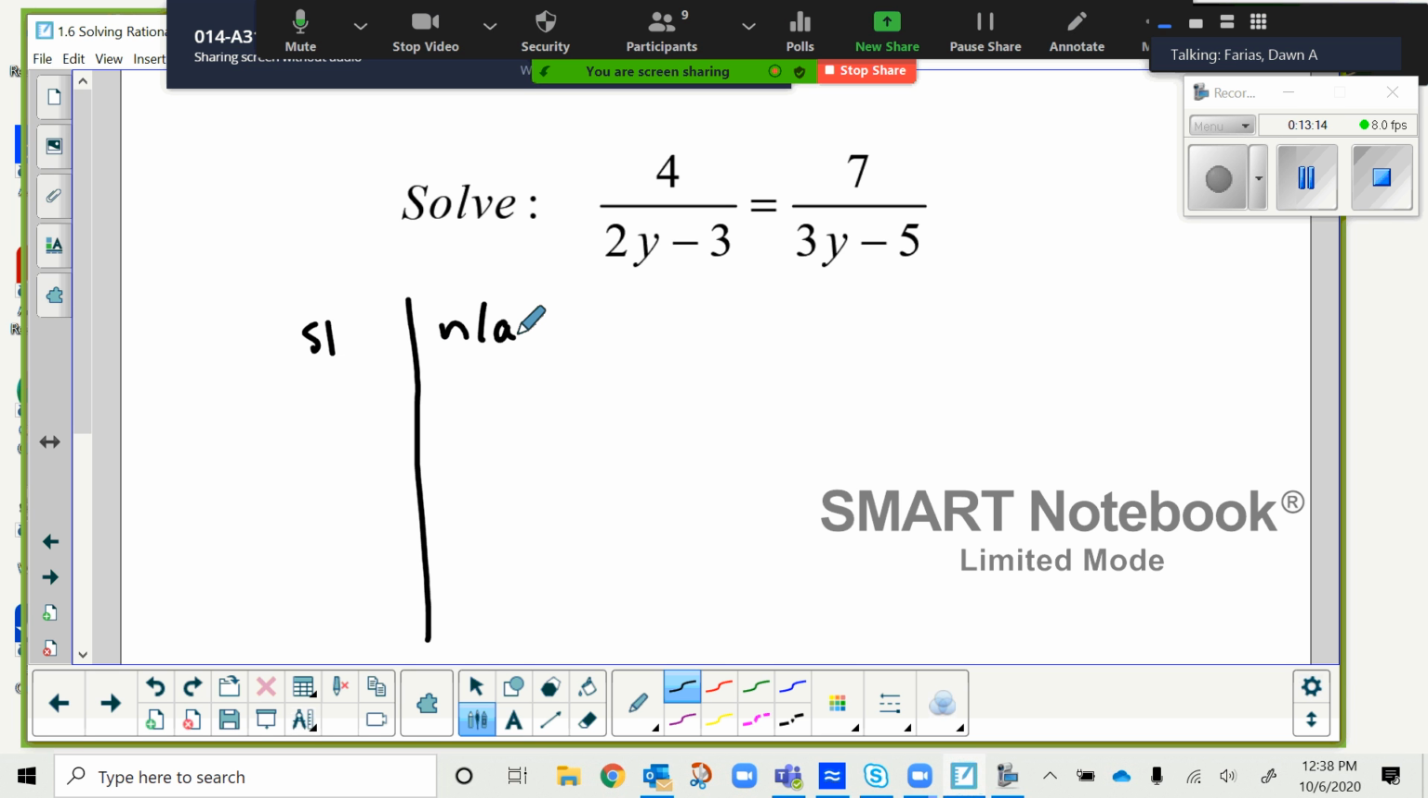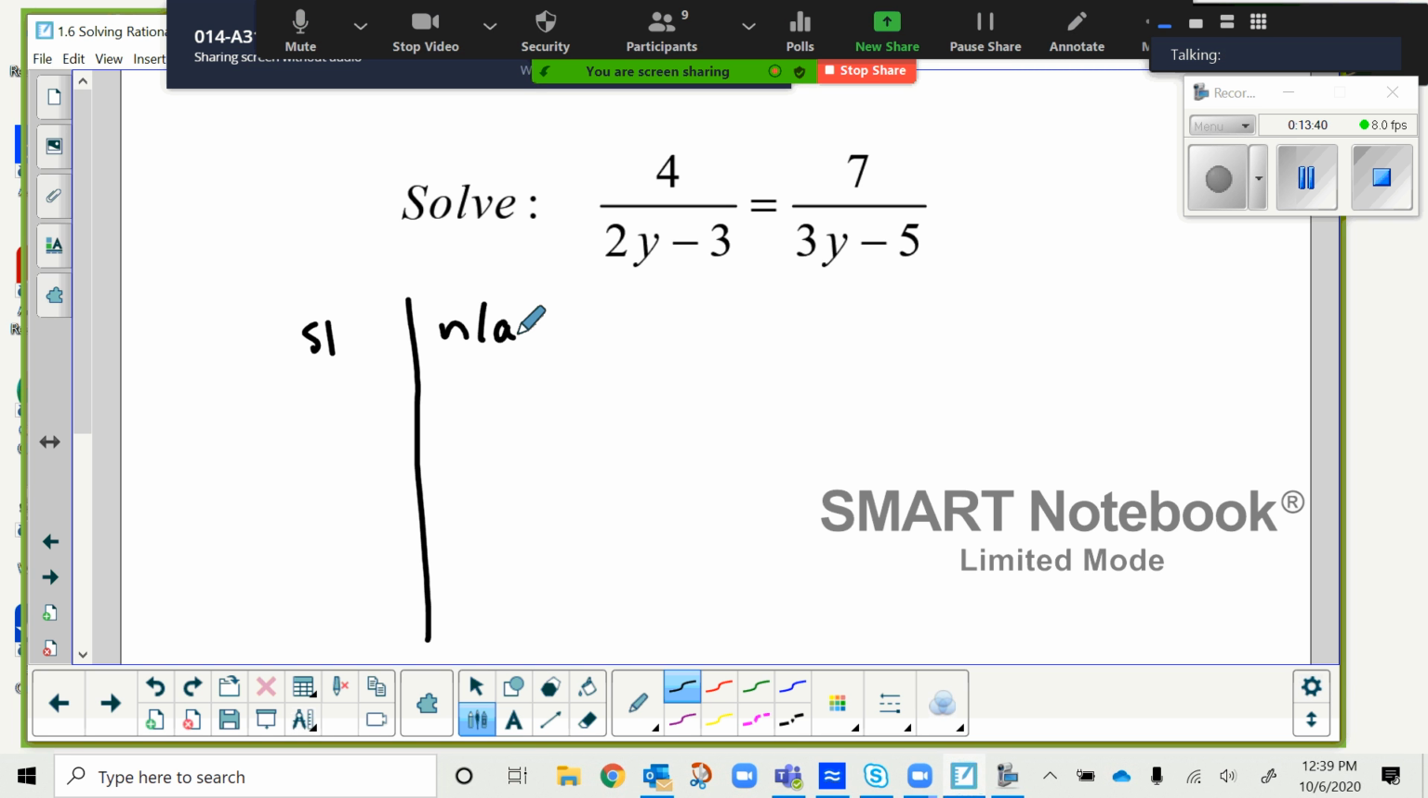And the reason is because if you're looking at 2y minus 3, there's no GCF. 2 and negative 3 don't have anything in common, and they don't have any y's in common. Same thing on the right-hand side. 3 and negative 5 don't have a common factor, and they don't share any y's either. So you cannot factor 2y minus 3 and 3y minus 5.